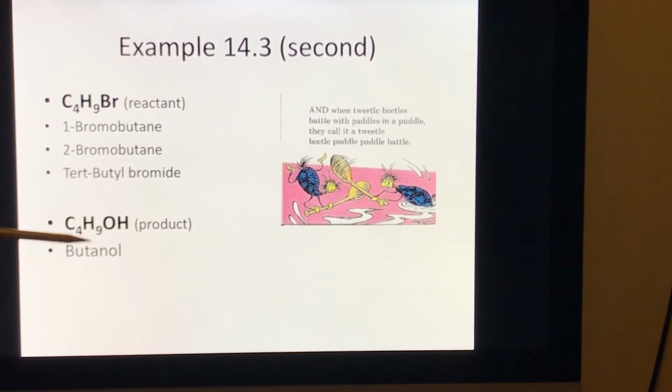Also the product that's yielded is the C4H9OH, which is known as butanol.